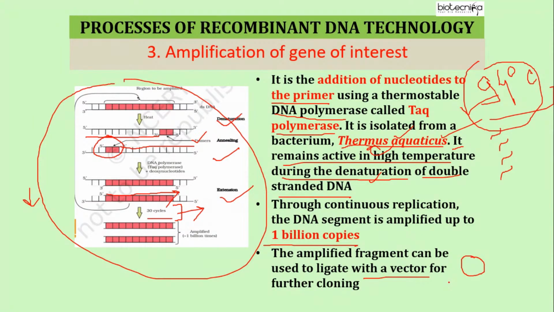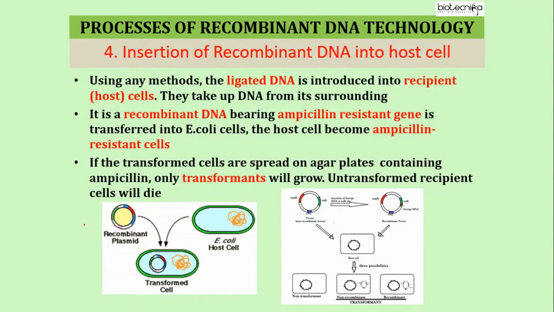Now you have your recombinant DNA. Once this amplification is also done, it's time to transform this recombinant DNA into the host cell. This host cell can be a bacterium, and most of the time we are using E. coli. It can also be an insect cell or a plant cell.